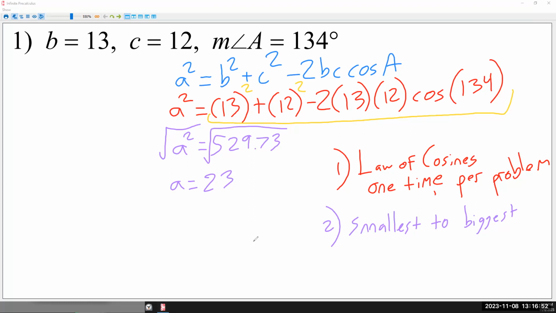Okay. And so there's my law of sines with my A's, right? Capital A over lowercase a. I need to use that to find one of my other two angles. Which one do I find? C. Why? Because it's the smallest.